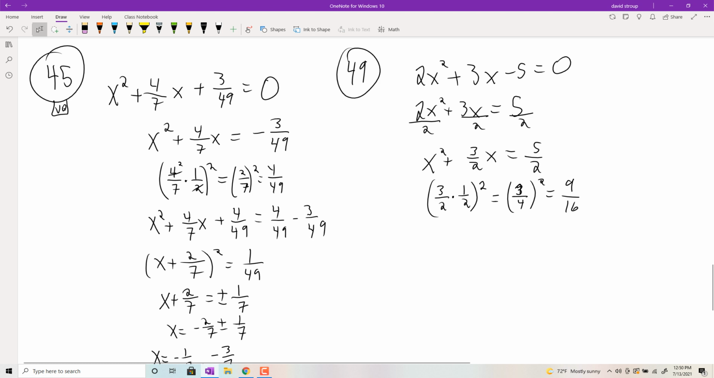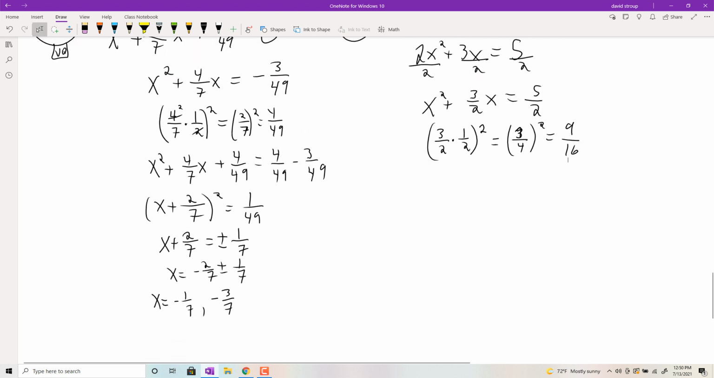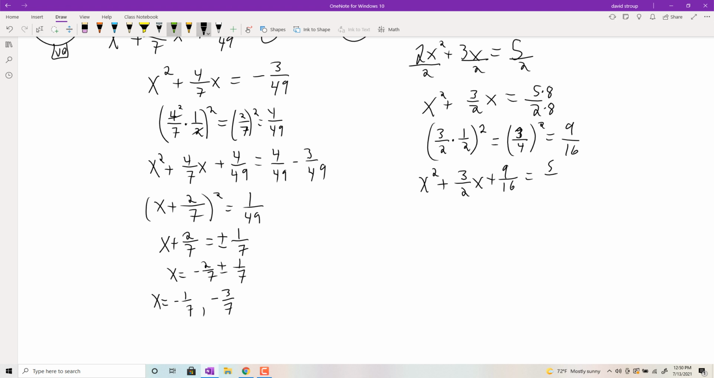Okay, then I'm going to add that to both sides of the equation. That'll complete the square. I'm going to get a common denominator here as well. So to get 16, I got to multiply top and bottom here by 8. So I'll have 40/16 plus 9/16. Factor on the left, so you get x plus 3/4 squared. On the right, you got 49/16.